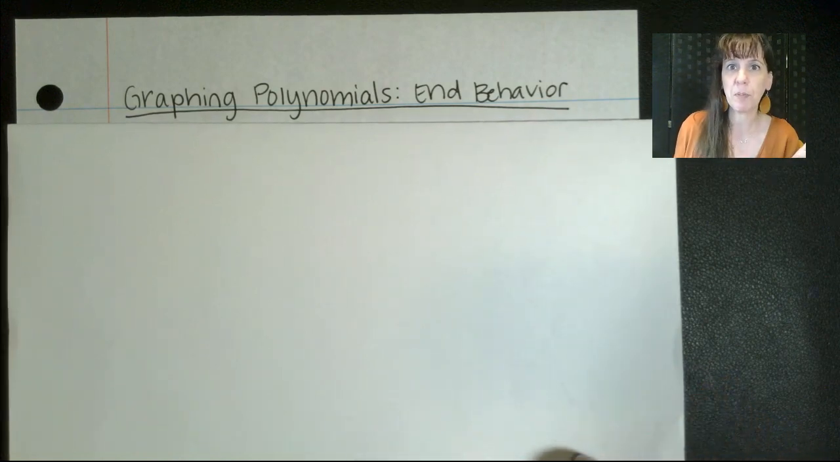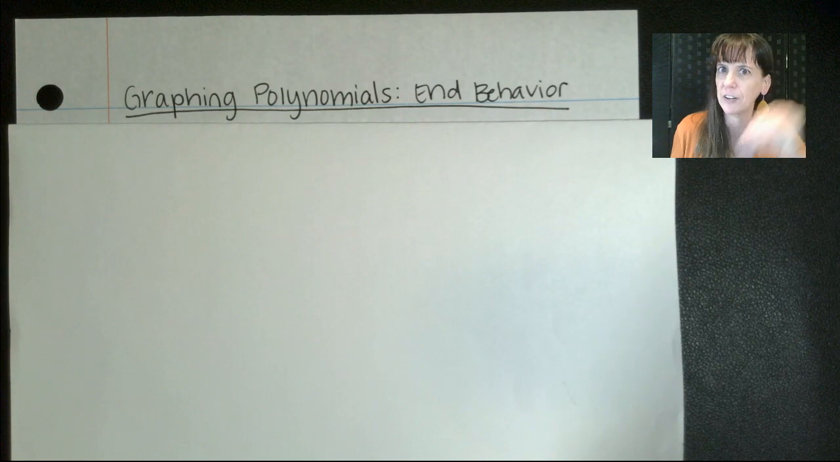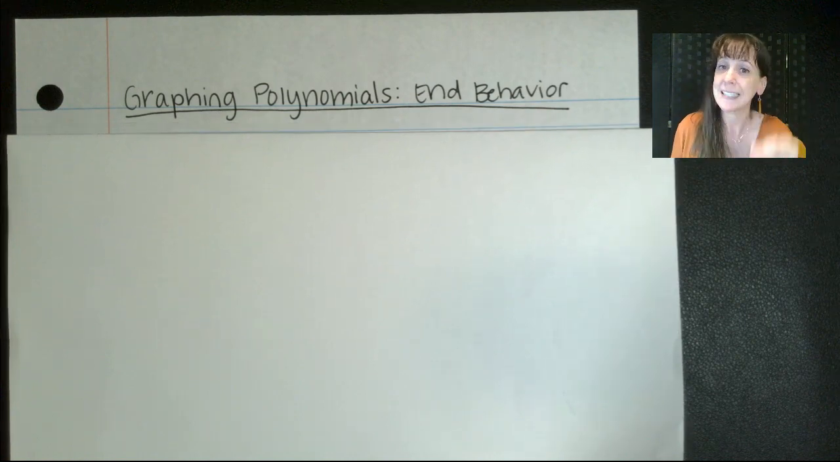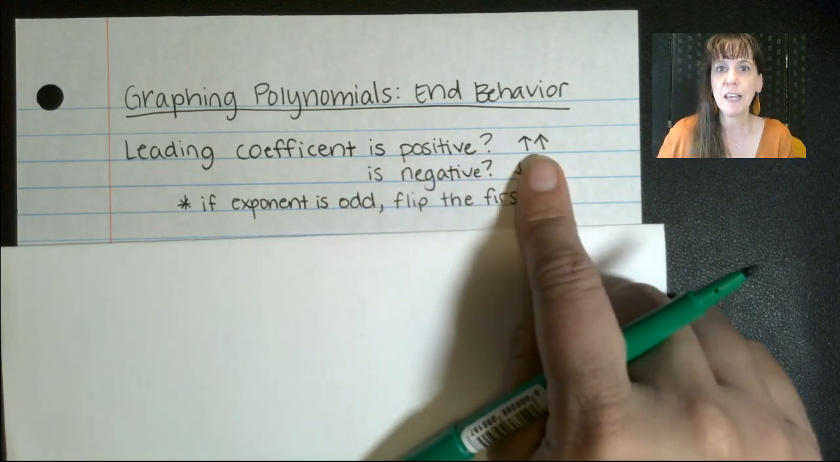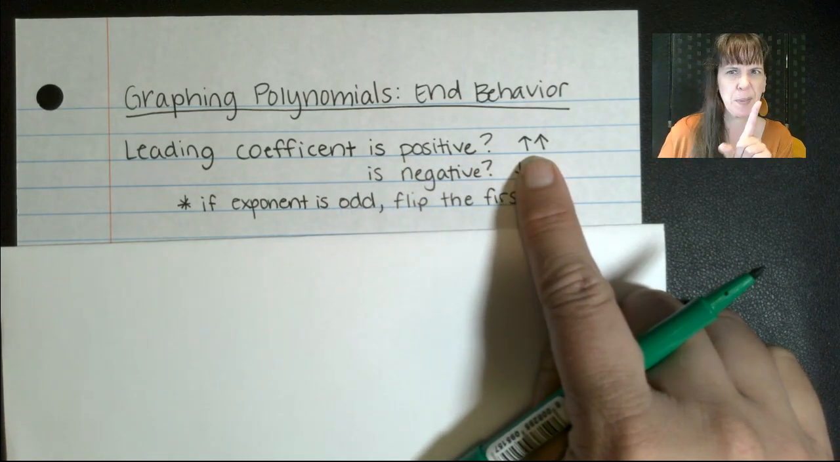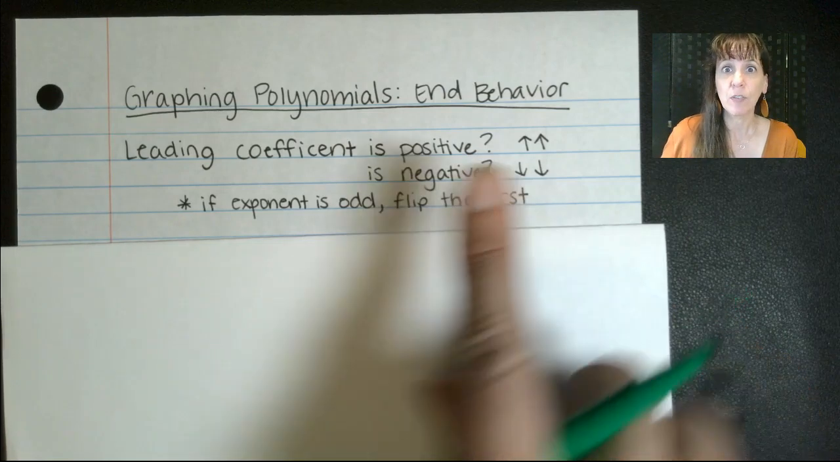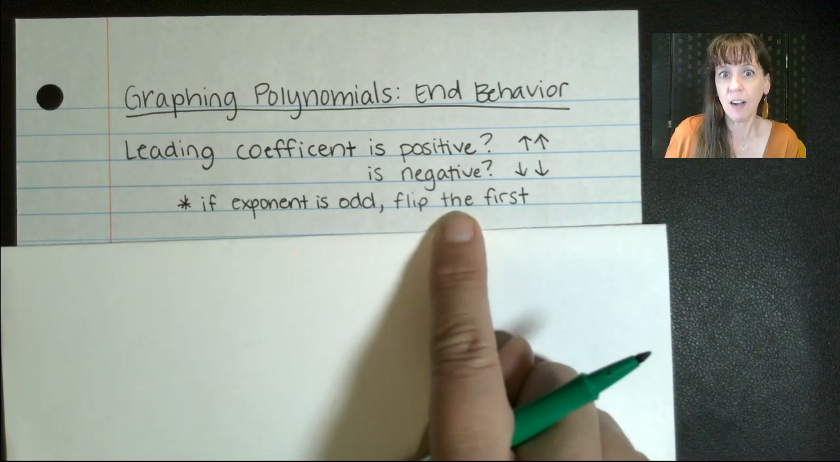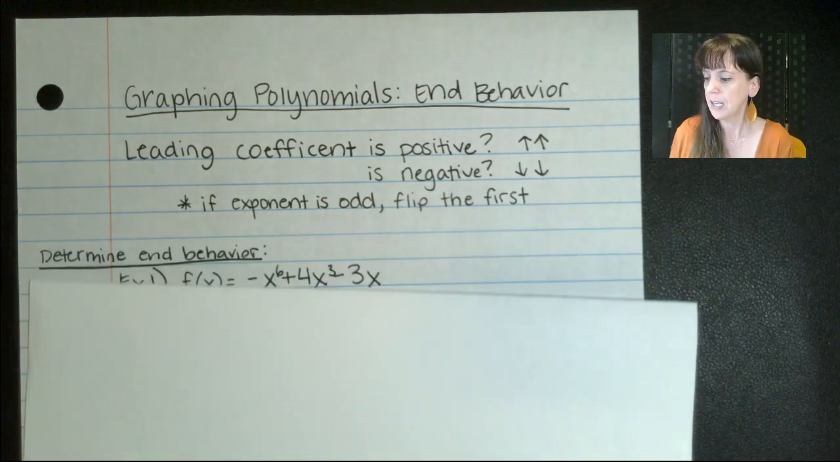The simple thing with polynomials and discovering their end behavior is paying close attention to your leading coefficient. That's your first term in the very front that has your highest exponent. If your leading coefficient is positive, your end behavior is going to be up, up. And this will make more sense in a second. If it's negative, it's down, down. Then you look at your exponent, and if it's odd, you're going to flip the first arrow, flip your first one, okay?